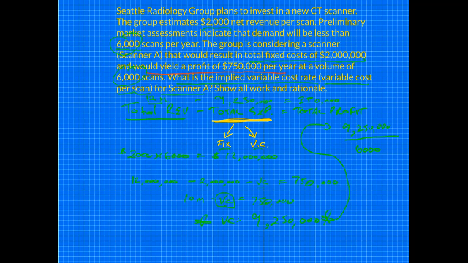And if you do that, you come up with, again, the 9.250 million, or 9,250,000 divided by 6,000 scans. Let's see, running the math here, that one I will have to use a calculator for, and that comes out to $1,541 and some change, and 66 cents. So there you go. That is the answer right there.